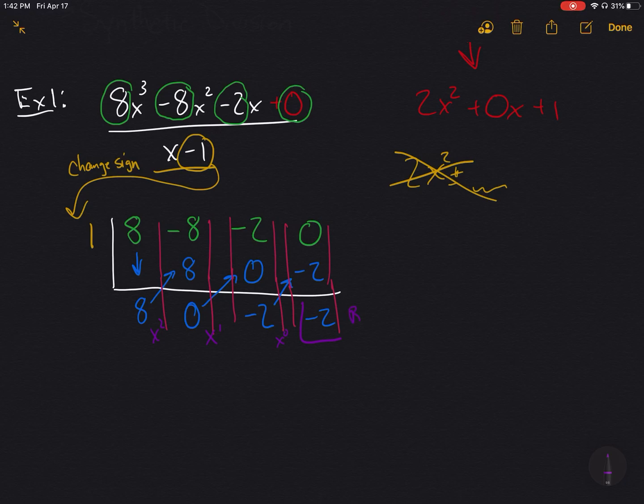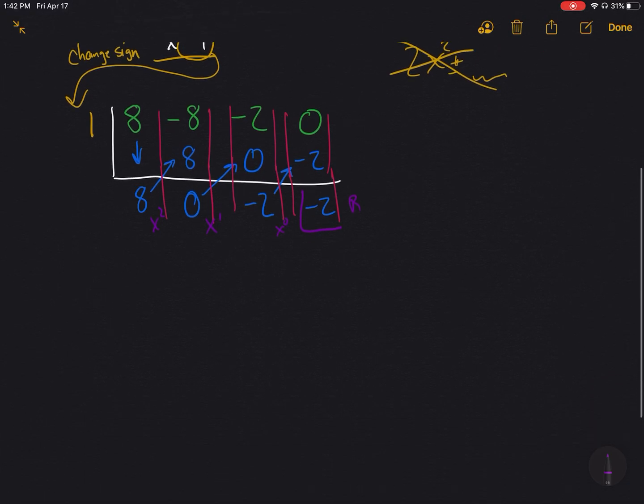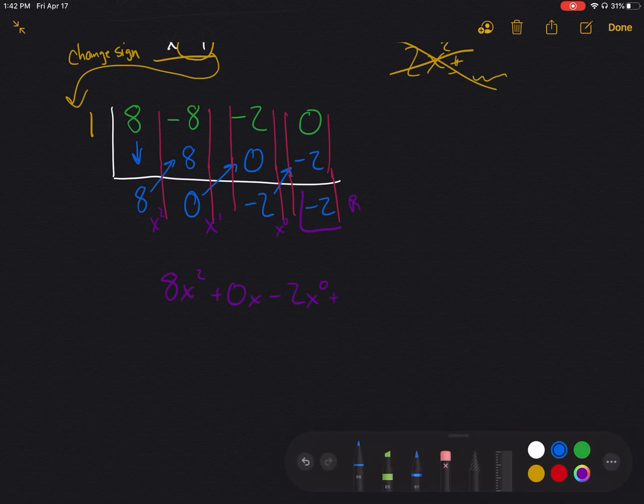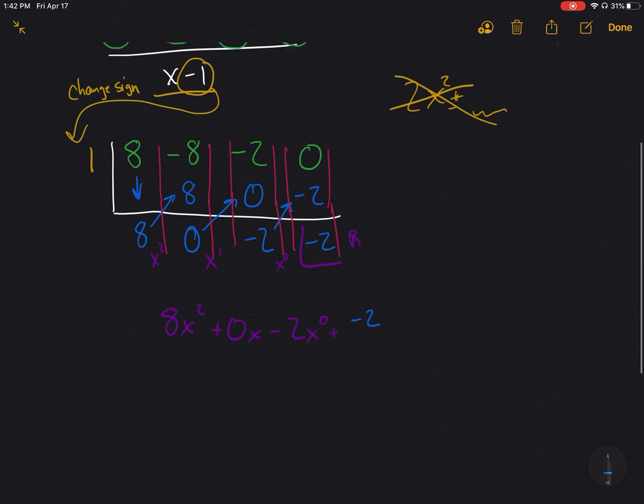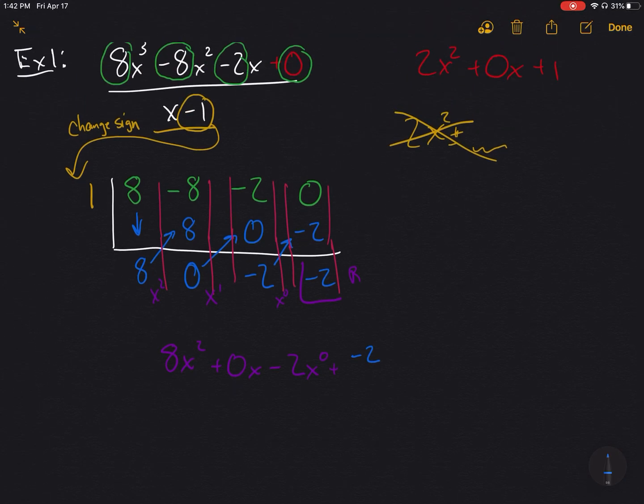I have negative 2x to the 0ths. I have 0x to the firsts, and I have 8x squared. So let's rewrite that out. 8x squared plus 0x minus 2x to the 0th plus, and when we write our remainder, we want to do negative 2 over what we were dividing by. So we were dividing by x minus 1, so negative 2 over x minus 1.